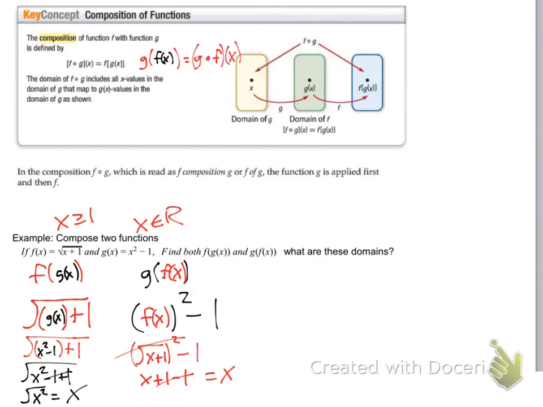But take a look at our answers. Both of our answers just say they're x. And x itself is all real numbers. So why doesn't that seem to work?